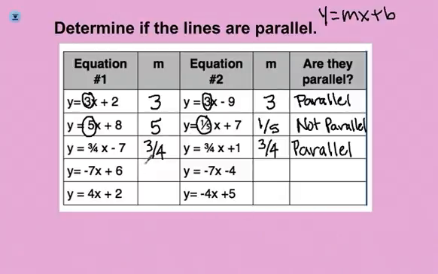For the next one, we have y equals negative 7x plus 6. Our m would be the number in front of the x, which would be negative 7. In our second equation, we have y equals negative 7x minus 4. The number in front of the x again is negative 7. Since both of our m's, or our slopes, are negative 7, these two lines must be parallel.